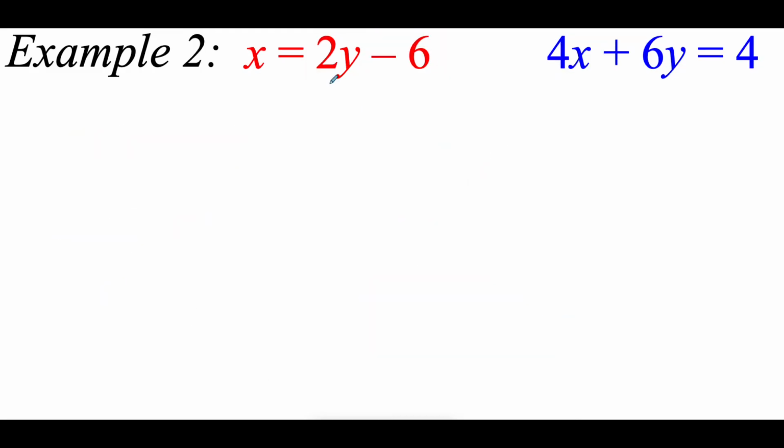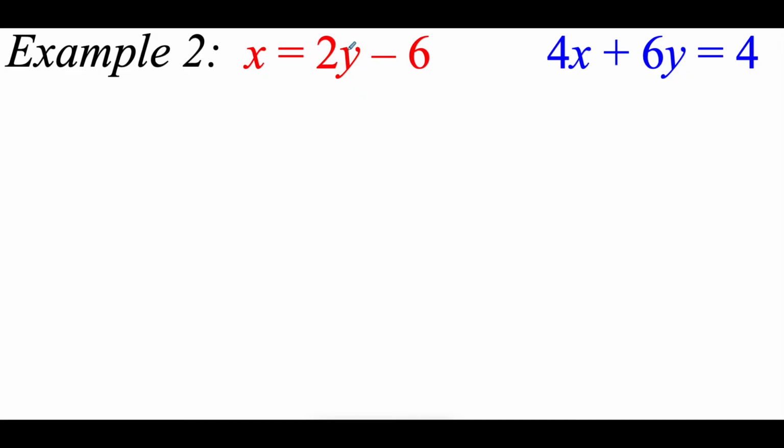As we look at our next example in here, we've got the equations x equals 2y minus 6 and 4x plus 6y equals 4. Step number 1 says that we want to take a look at the equations that we've got and try to get one of the variables alone. And as we look at that first equation, this one's already solved to have x alone. We've got x equals 2y minus 6. So step number 1 is taken care of for us.